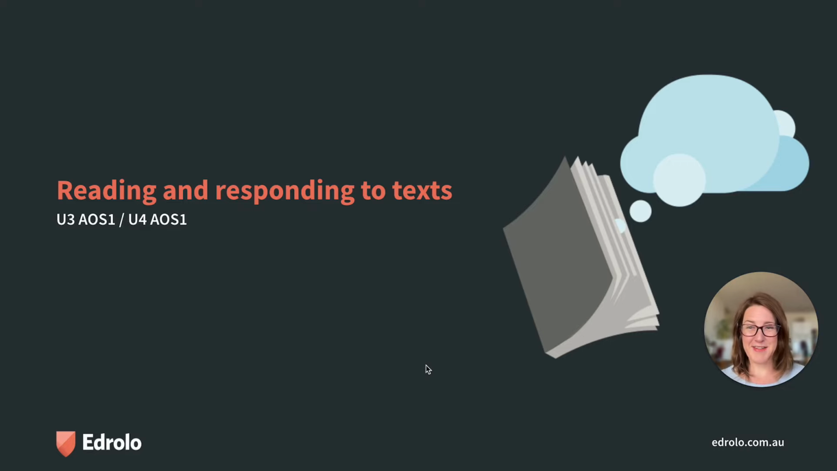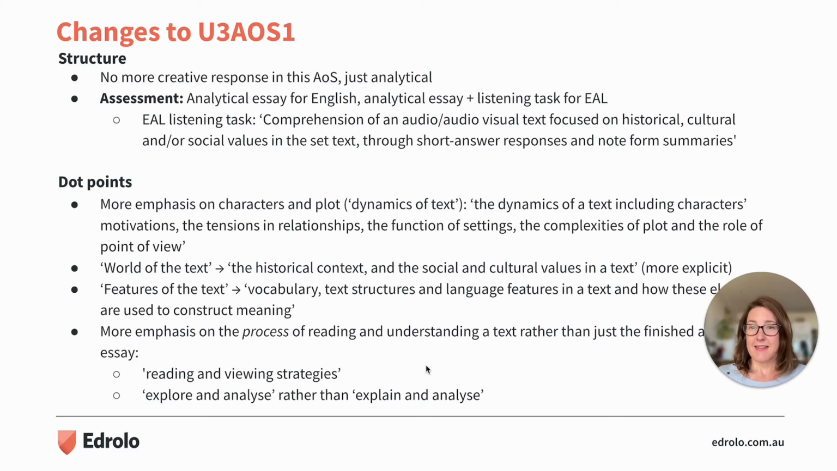So, okay, on to reading and responding to texts, which is now 2 areas of study, Unit 3, Area of Study 1, and Unit 4, Area of Study 1. So the major changes to Unit 3, Area of Study 1, the most obvious one is that there's no longer a creative component to this area of study. It's now entirely a textual analysis assessed with an analytical essay. EAL has an extra listening task, or viewing task, that connects to the text context and values.